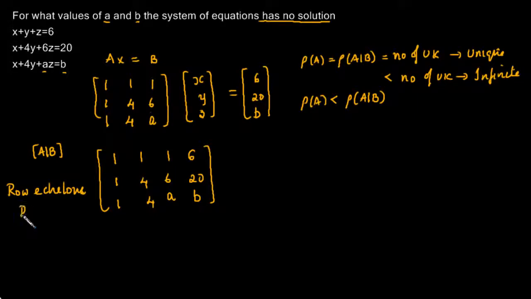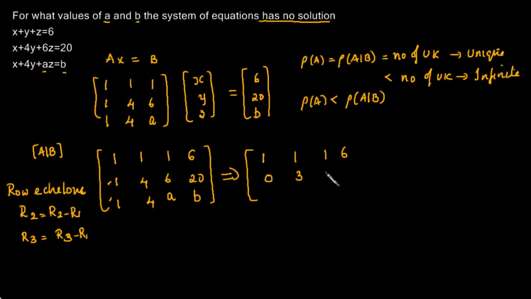So for that we are going to use elementary row transformations, that is R2 equal to R2 minus R1 and R3 equal to R3 minus R1, so that the elements below the first non-zero entry in the first row will be 0. So we have to make these two elements 0. By applying these two transformations, what we get, we have the first row, then second row we have 0 here, 4 minus 1 is 3, 6 minus 1 that is 5, 20 minus 6 that is 14, and here we have 0, 4 minus 1 is 3 and a minus 1 and b minus 6.